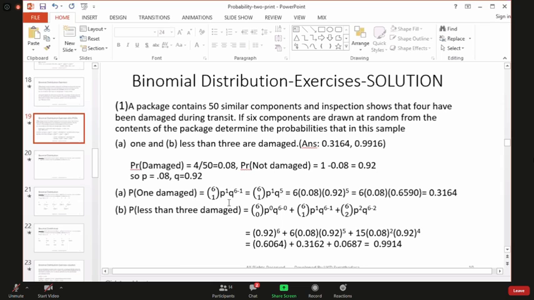This is 6C1 P^1 Q^(6 minus 1). Simplify. You have to use the calculator to get this value. You get 0.3164. Probability of less than 3 damaged means 0 damaged, 1 damaged, 2 damaged. Likewise, this can be simplified, and you can see the answer is 0.9914.